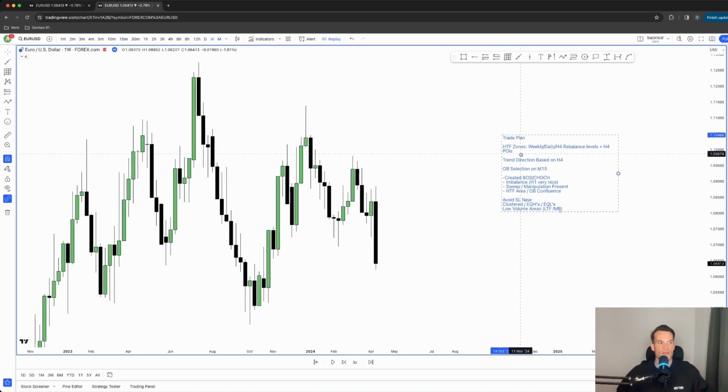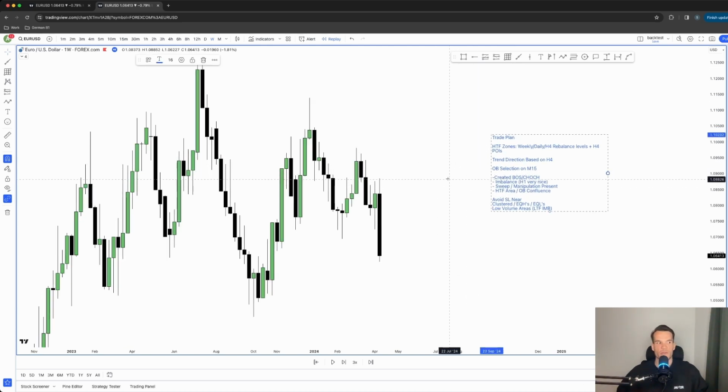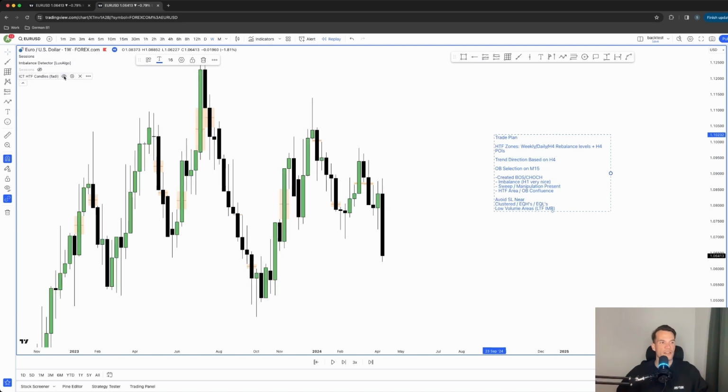What I do is I start on the weekly, I identify the imbalance areas on the weekly and the daily, and then I jump in and look at my BOS and CHoCH on the 4 hours. There's a couple of indicators I use. I use a sessions indicator, an imbalance identification indicator, and I also use this high time frame candle indicator, because it shows the high time frame candles and you don't have to switch between time frames. I'll show you how that works when we get to the lower time frame.